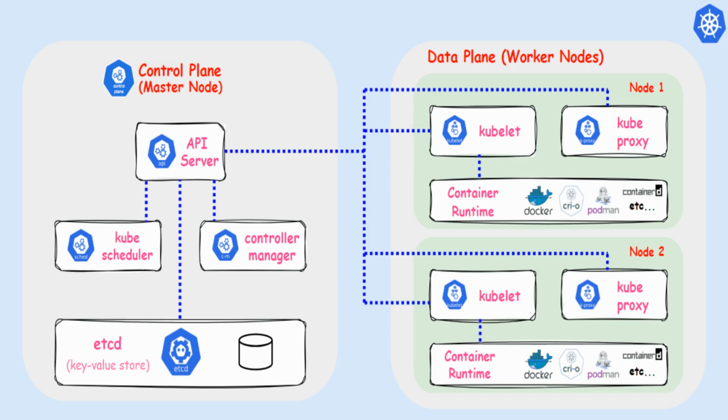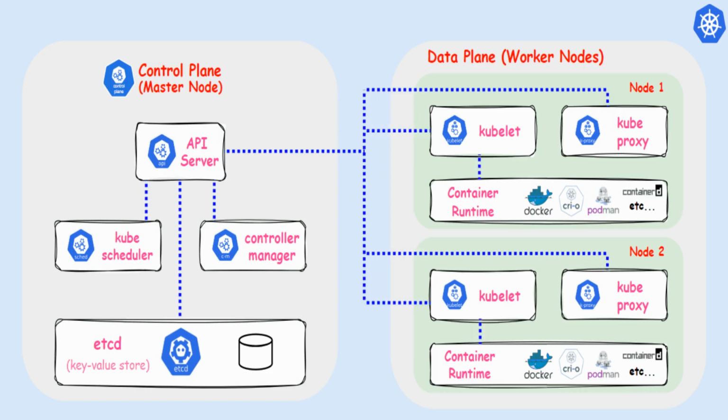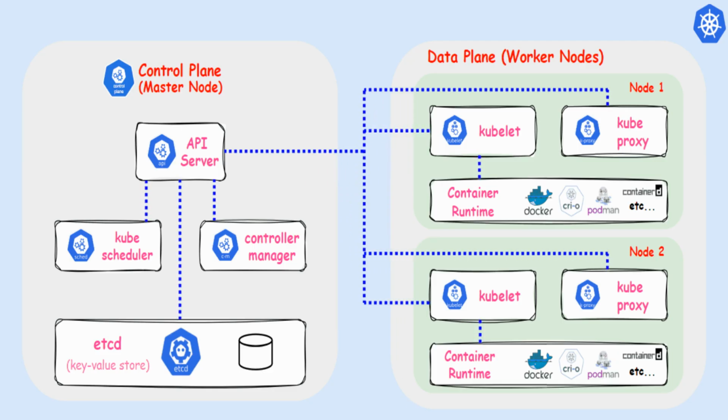So if you define that you want 3 instances of your web server running, the deployment will make sure that always happens. If one instance fails, it'll start a new one. And it can also handle rolling updates, so you can update your application without any downtime. So it's like the body constantly replacing old cells with new ones, keeping everything running smoothly.